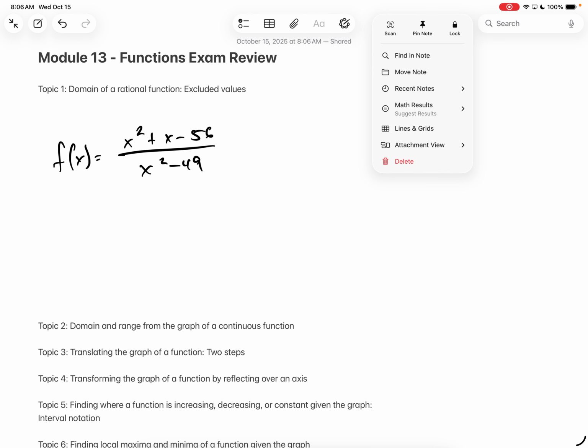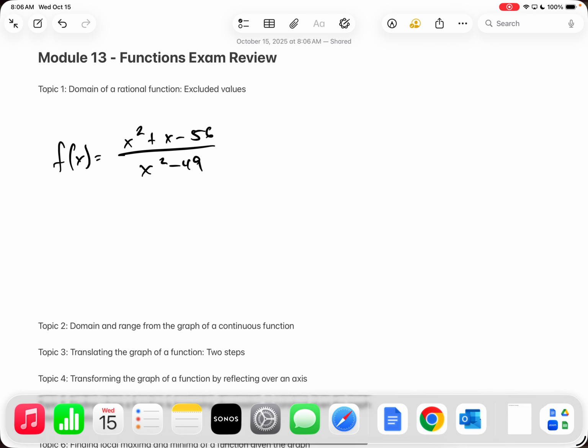All right, so this one says you are trying to figure out what numbers cannot work in the bottom, or what numbers are not in the domain. The domain is all the numbers that x can be. So you want to figure out the numbers that x can't be. So the way you do that is you set the denominator equal to 0. And that will tell us what numbers x can't be.